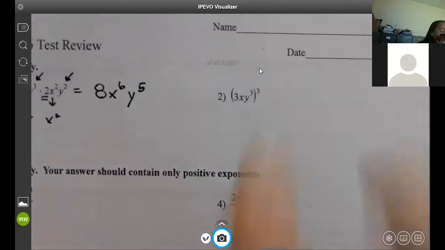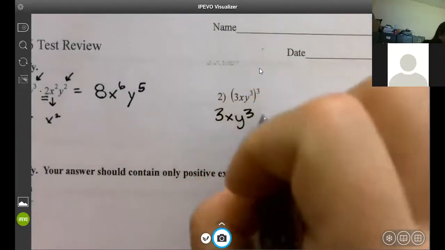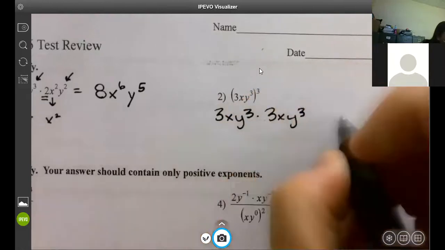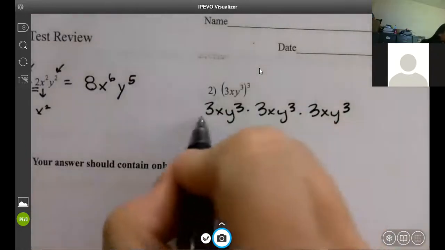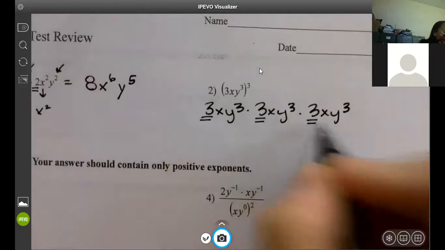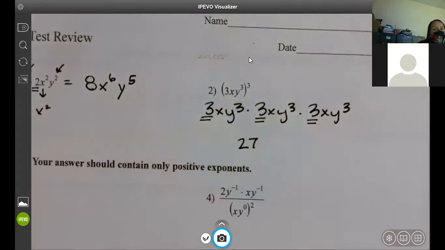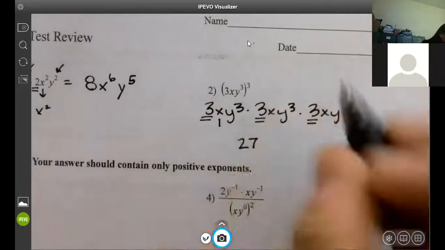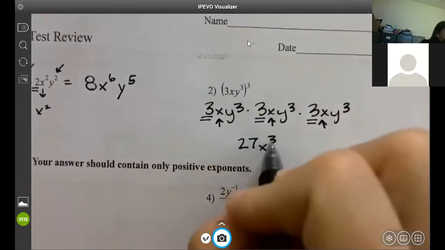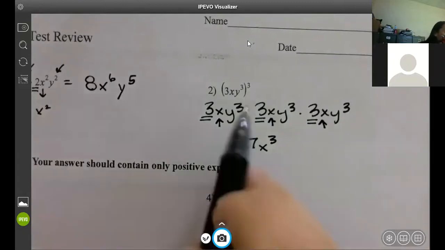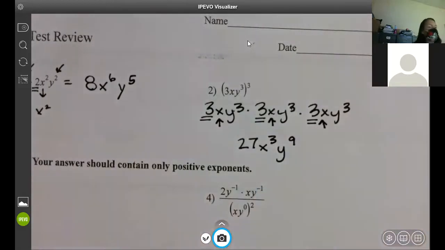The next one, remember when we have a power, we're going to write it out. So we have this 3xy cubed. We do it 3 times, and then we do exactly what we did on the first one. Multiply your numbers together. 3 times 3 is 9, times 3 is 27. And then you count your total x's. So we have 1x right here, 1x right here, and 1x right here, which makes a total of 3 x's. And then you have 3 plus 3 plus 3, which is 9 y's.